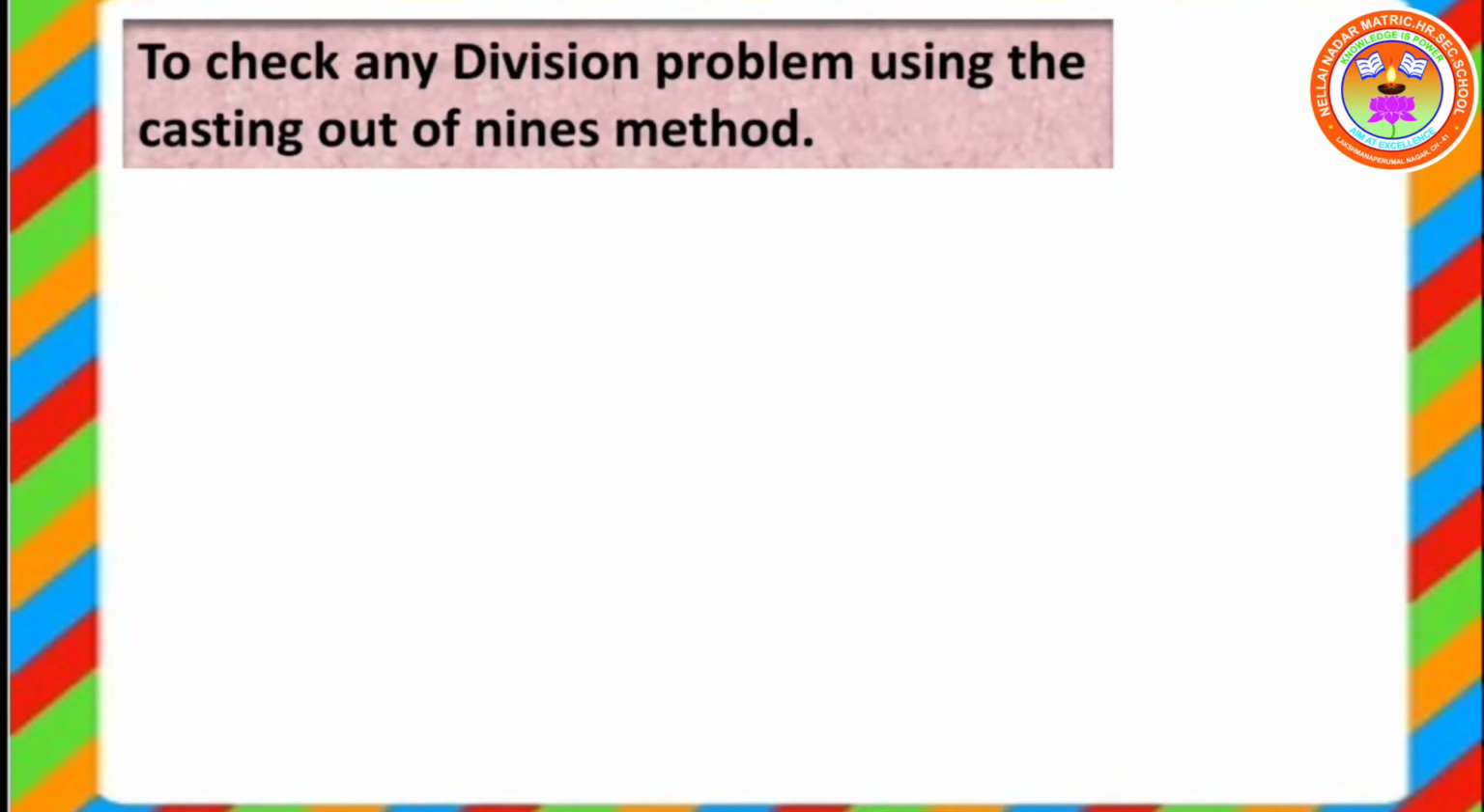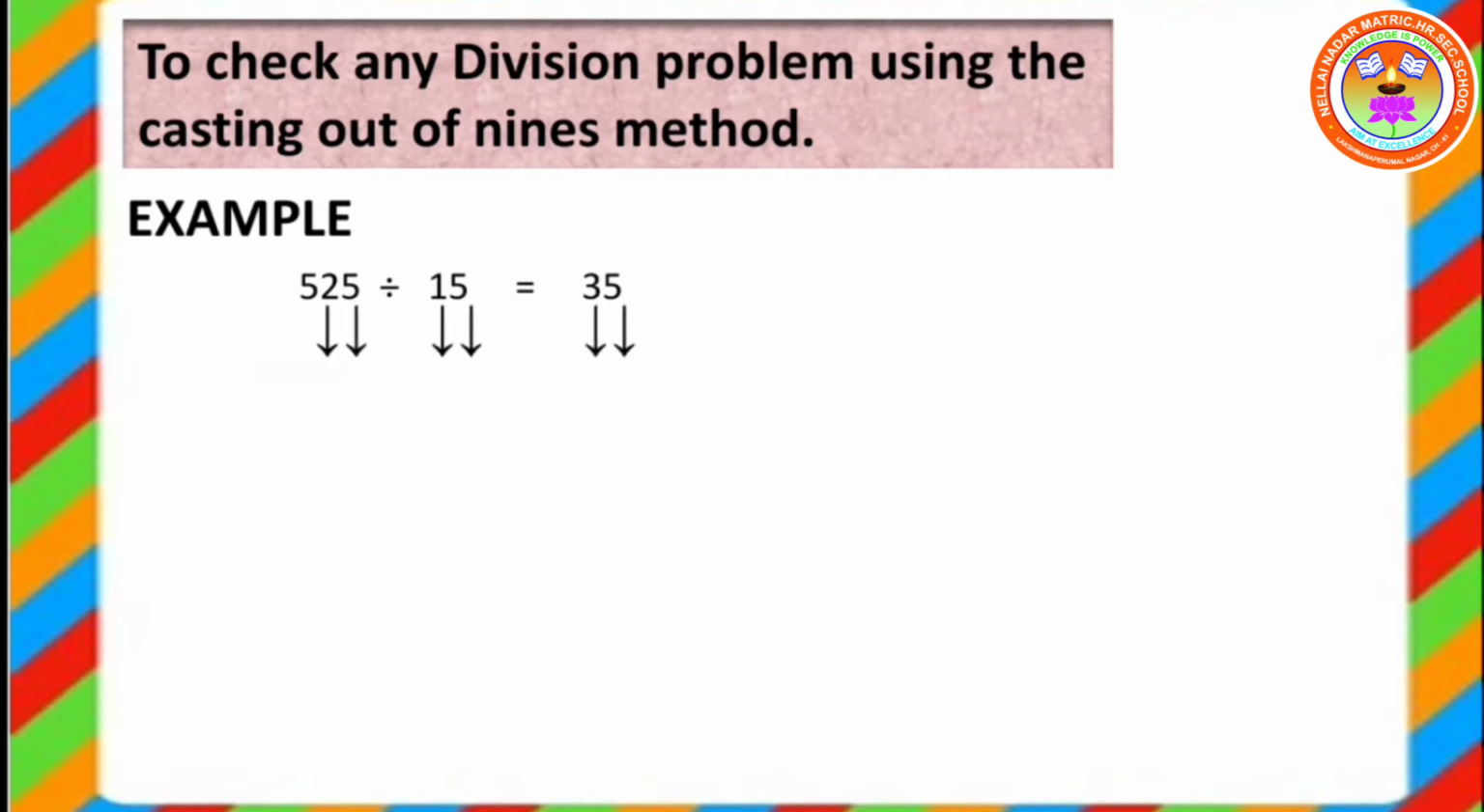To check any division problem using the casting out nines method. Example: 525 divide 15 is equal to 35. Any 9 is there? No. Any components of 9 there? No. Step 2, add the digits. 5 plus 2 plus 5 divide 1 plus 5 is equal to 3 plus 5. 5 plus 2, 7. 7 plus 5, 12. Divide 1 plus 5, 6 is equal to 8.